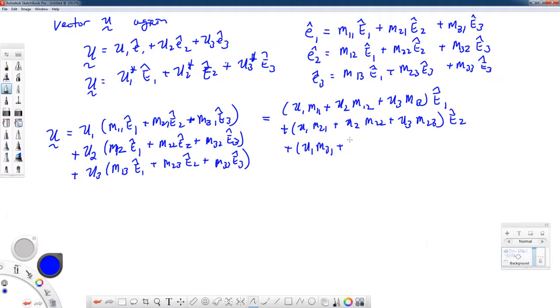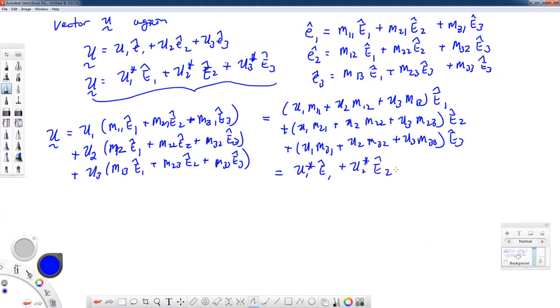plus u2 m32 plus u3 m33 times a capital E hat 3. Now, we did say that this was equal to these components right here. So that's all equal to u1 star capital E hat 1 plus u2 star capital E hat 2 plus u3 star capital E hat 3.